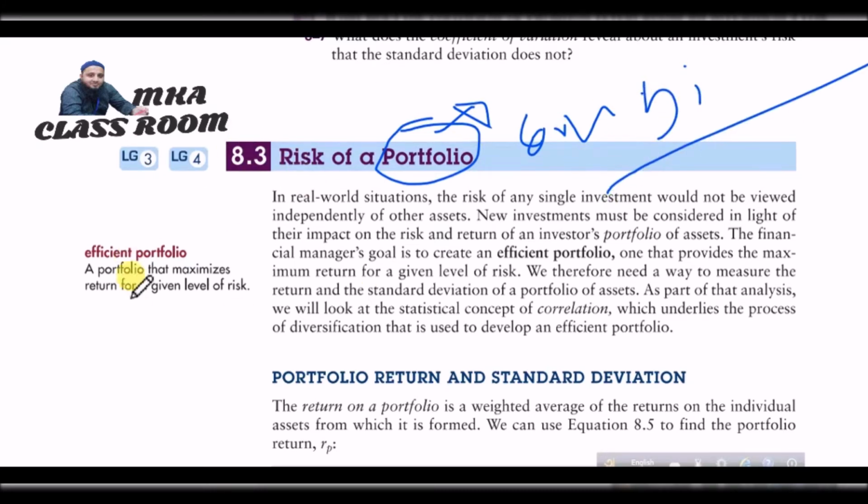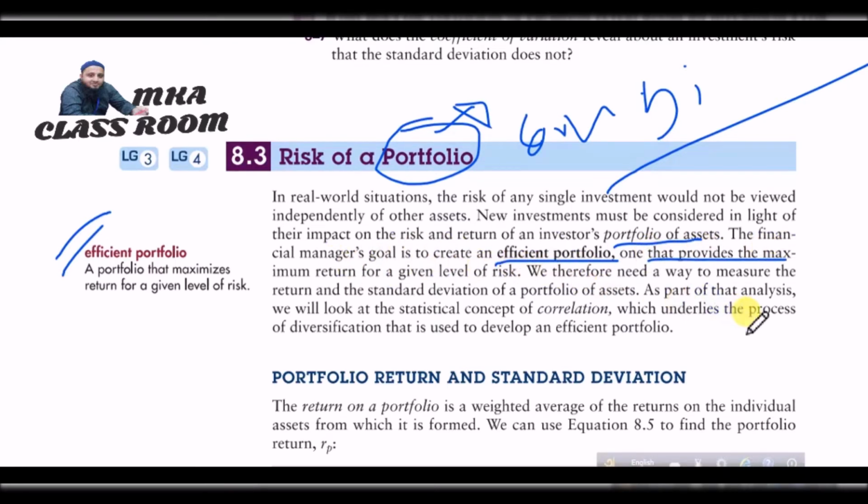That is the portfolio. And an efficient portfolio is a portfolio that maximizes return for a given level of risk. That is the efficient portfolio. So new investments must be considered in light of their impact on the risk and return of an investor's portfolio of assets. The financial manager's goal is to create an efficient portfolio, one that provides the maximum return for a given level of risk.